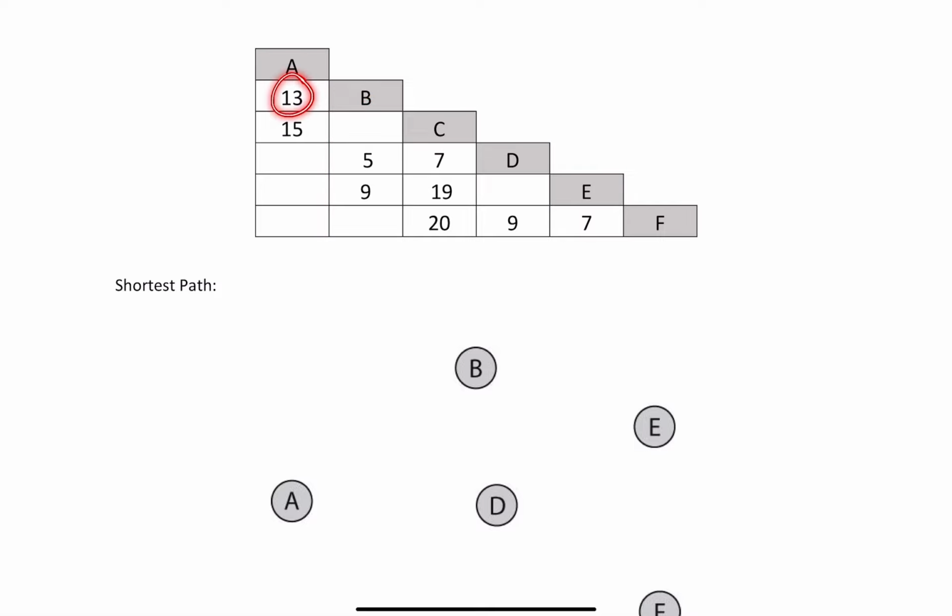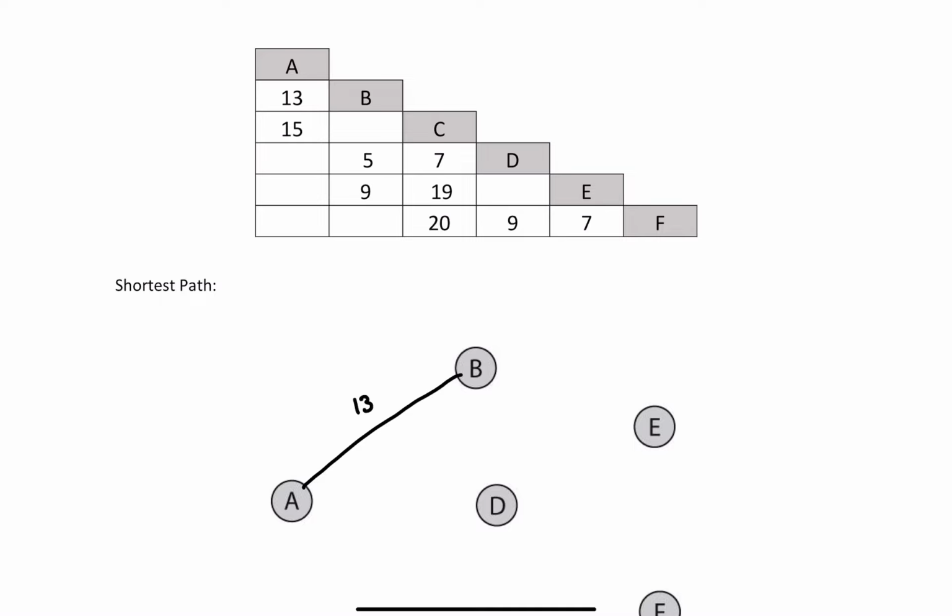Okay, the number that is given in the table is in a column and a row, and that represents a connection between the column and the row. So this 13 here represents a connection between A and B. So on my diagram, I'm going to draw a line from A to B, and I'm going to give it the value of 13. So that could be 13 kilometers, it could be 13 minutes, it could be $13, depending on the scenario that I'm given. Here we've got no context, so it's just going to be the number 13.